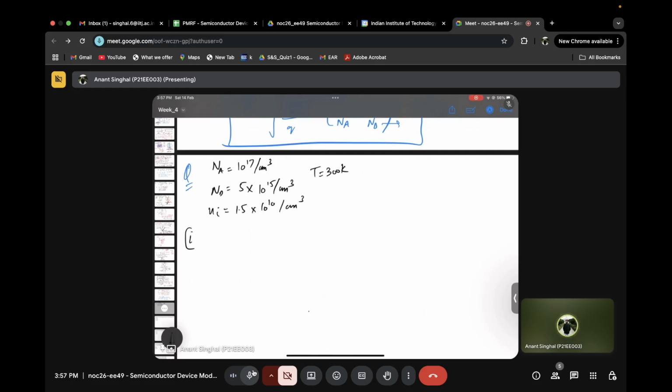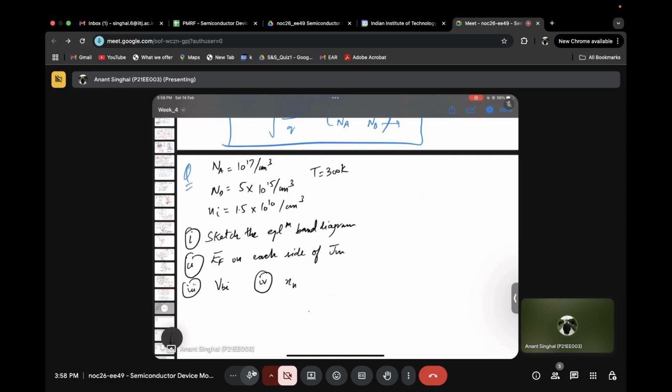So using this, there are 5 tasks that you need to do. First is to sketch the equilibrium band diagram. So you can do this later. I mean, band diagram we have already seen. So second thing is you need to calculate EF on each side of the junction. Then third is to calculate the VBI. The fourth is to calculate the XN and XP. And fifth is the total depletion width, which is W. And last is the Emax.